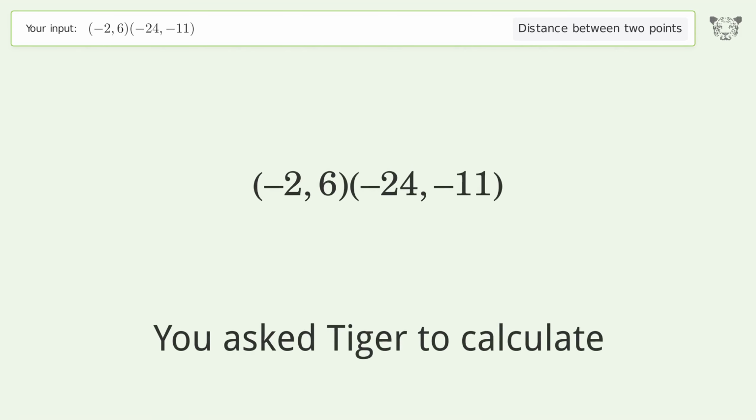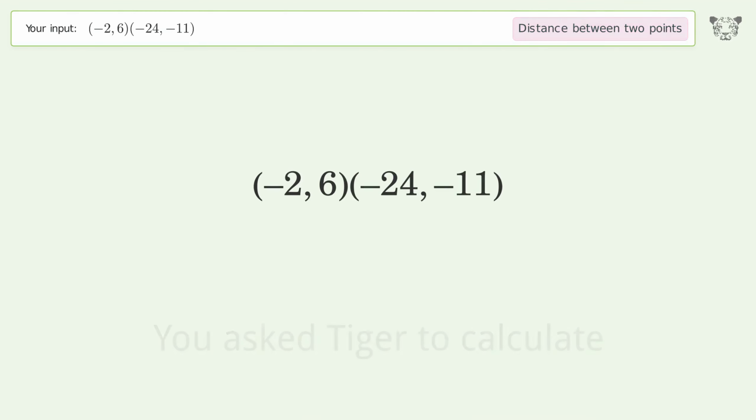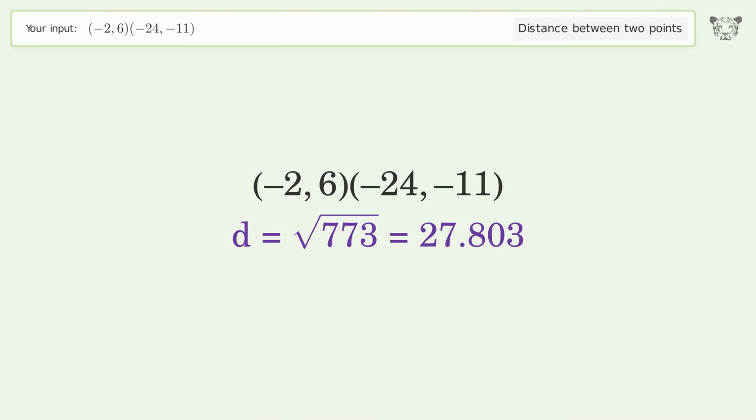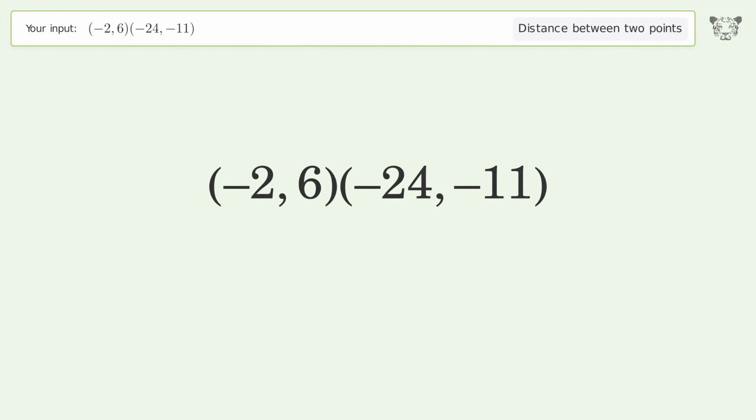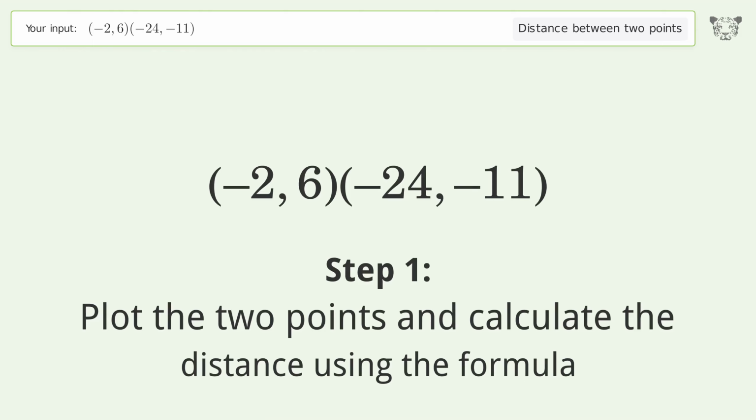You ask Tiger to calculate. This deals with the distance between 2 points. The distance between the 2 points is the square root of 773, or 27.803. Let's solve it step by step. Plot the 2 points and calculate the distance using the formula.